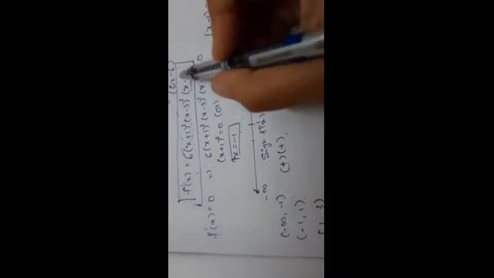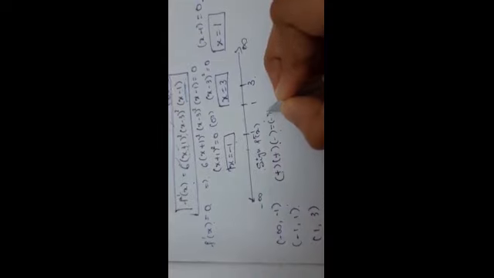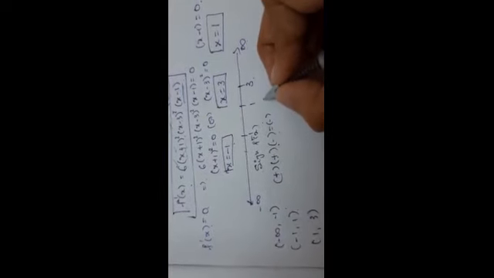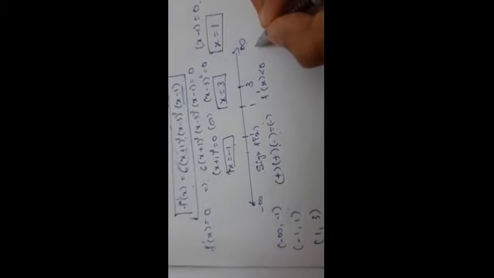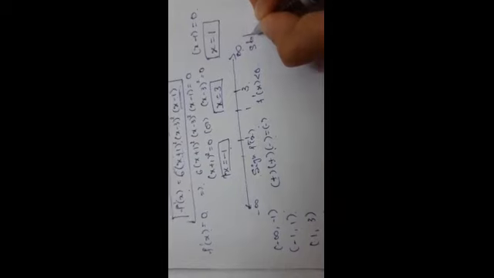So what happens from minus infinity to minus 1? I am taking the value minus 2. Minus 2 minus 1 is minus 3, so minus 3 is less than 0. So it is negative. Now positive into positive is positive, positive into negative is negative. So we got the sign of f dash of x is negative. What does that imply? f dash of x is less than 0. When f dash of x is less than 0, the function is strictly decreasing.